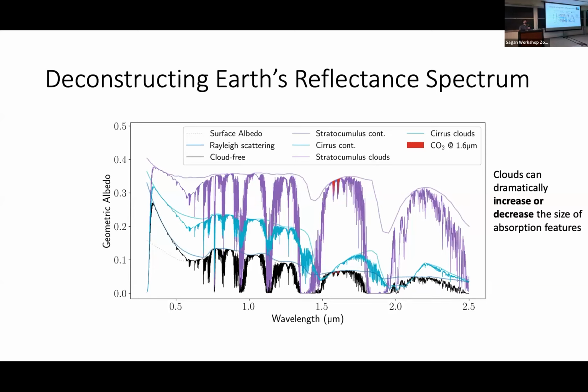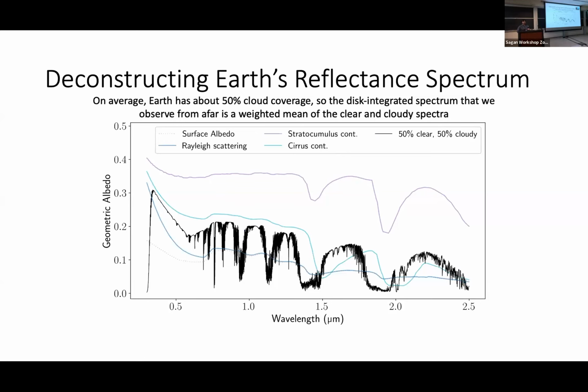Clouds are complicated, they make things hard, but in reflected light, sometimes they provide an opportunity to detect gases at higher significance, like ozone here, which is a larger absorption feature due to the clouds. But water is mostly blocked by these high altitude ice clouds because they're composed of the condensed species that we're trying to detect. And so they block access to the lower atmosphere where water is seen in vapor phase. All right, so in reality, Earth has about 50% clouds, 50% clear sky. So we can get a weighted average of these to arrive at the final Earth spectrum.